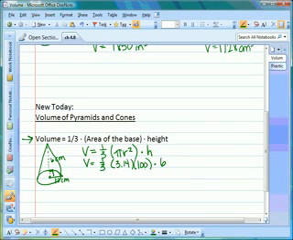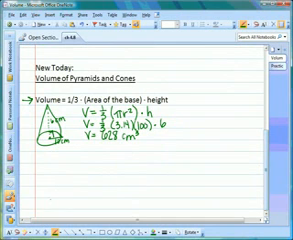So if you go ahead and punch that into your calculator, I like to use the fraction button, so I would push 1 and then the fraction button and then 3, and then times 3.14 times 100 times 6 equals. If you punch that all in, you're going to get 628, and again you put your units and you have it cubed. So that's your answer for that one.